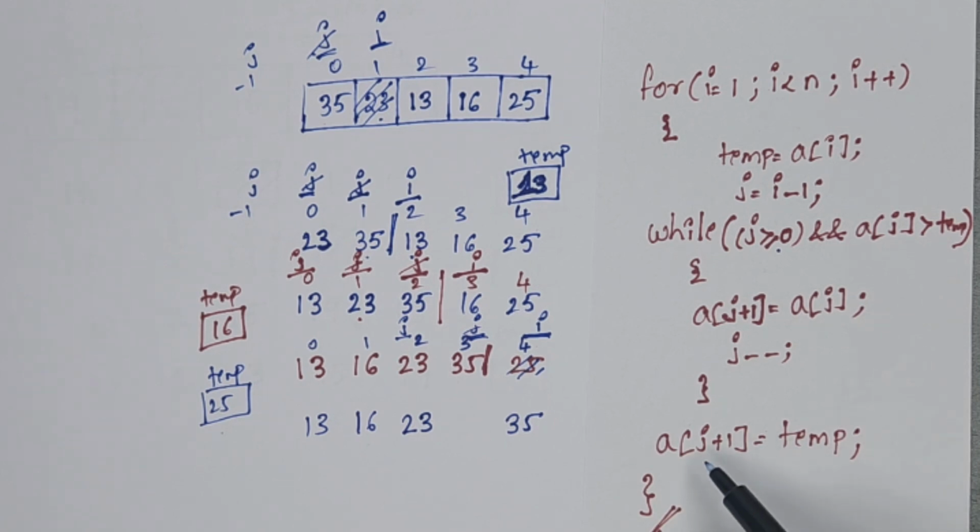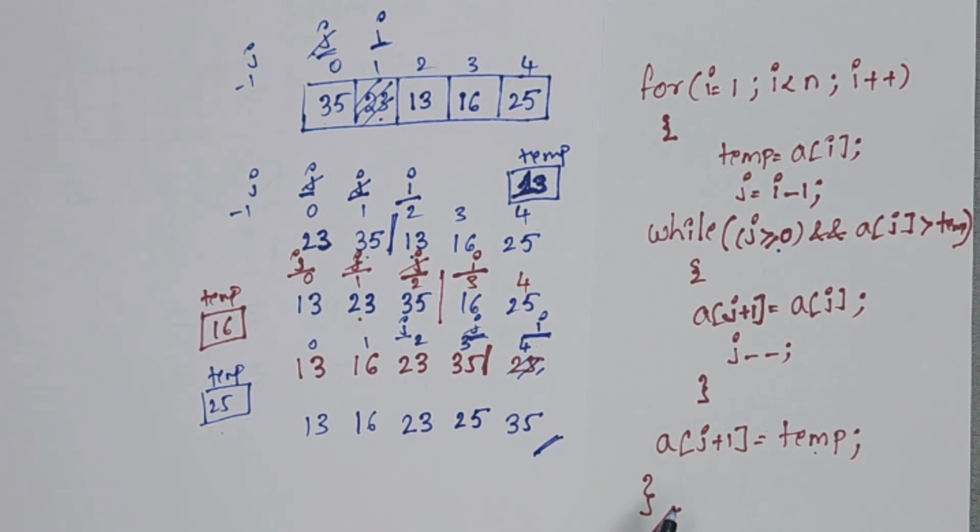After exiting the while loop, temp is assigned to a of j plus 1. What is the j value? 2. j plus 1 means 3. In this location, we have to store the temporary value, that is 25. Okay. Now this is the final sorted order: 13, 16, 23, 25 and 35.